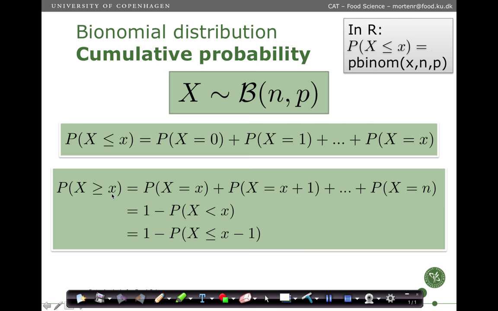If x should be larger than or equal to 4, then 1 minus x being less than 4 is the same. And we can turn that into this guy down here by saying, well, the probability of x being less than 4 is the same as the probability of x being less than or equal to 3. The function in R which we use for this is called pbinom and takes the three inputs like this.